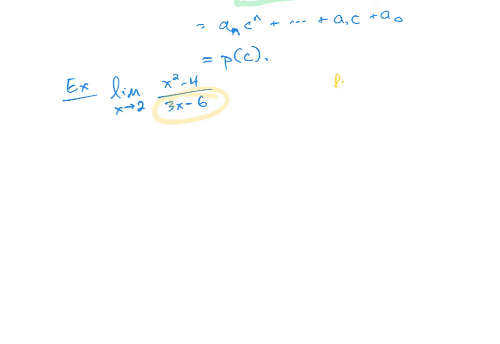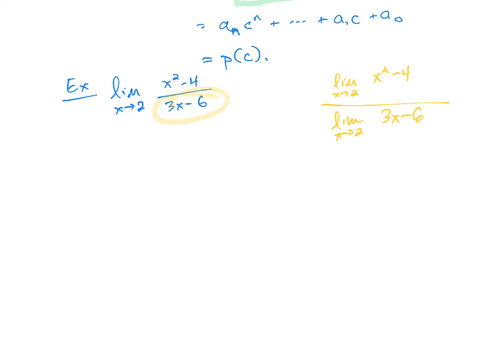You would get that it's the limit as x goes to 2 of x squared minus 4 over the limit as x goes to 2 of 3x minus 6. Okay. You'll get 0 over 0. So what do you do in this case? Factor out x minus 2.